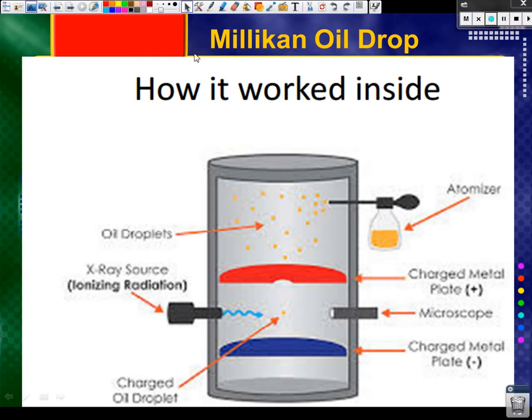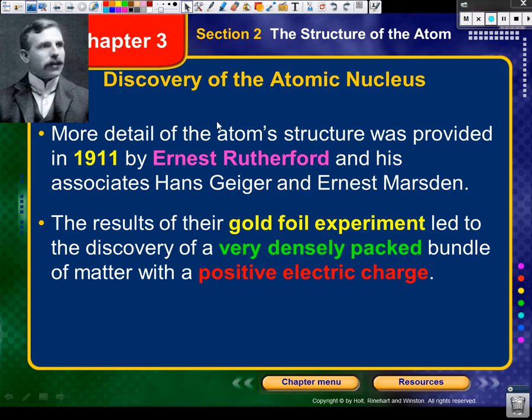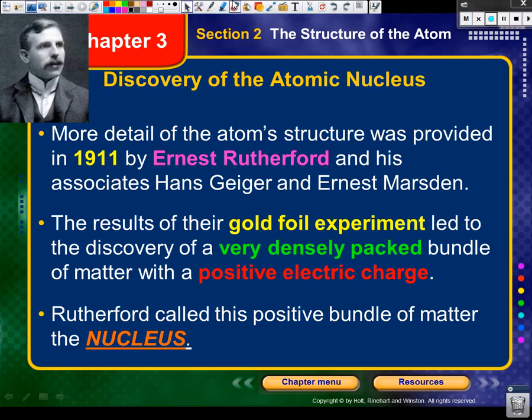And so this is how he was able to determine the charge of the electron. That is Millikan's oil drop experiment. Okay? So the third and final guy that you need to know is Ernest Rutherford.